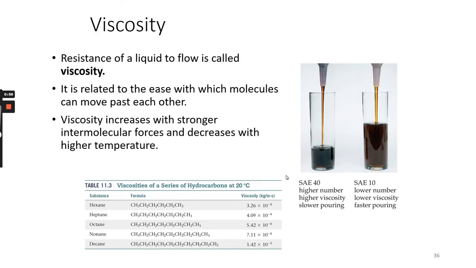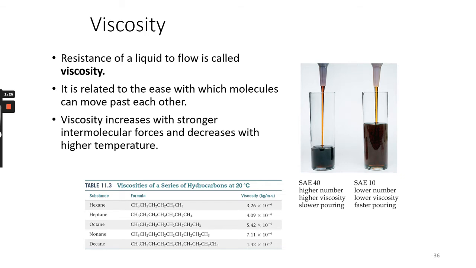So, viscosity. Viscosity is the resistance of a liquid to flow. So the thicker your substance is, the slower it will flow. The slower it will flow, the higher the viscosity. So it's related to the ease with which the molecules can move past each other. If it's hard for the molecules to move past each other, you have high viscosity. Think about honey. Honey is an example of something with high viscosity.